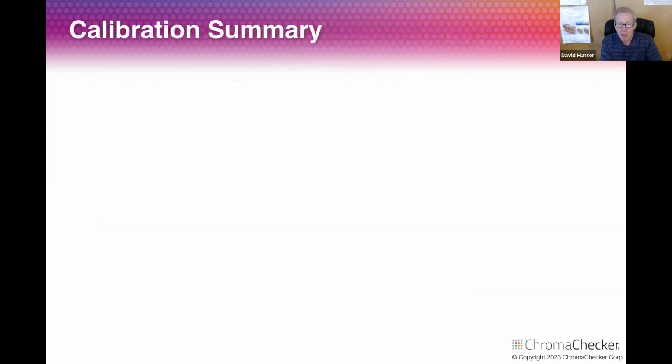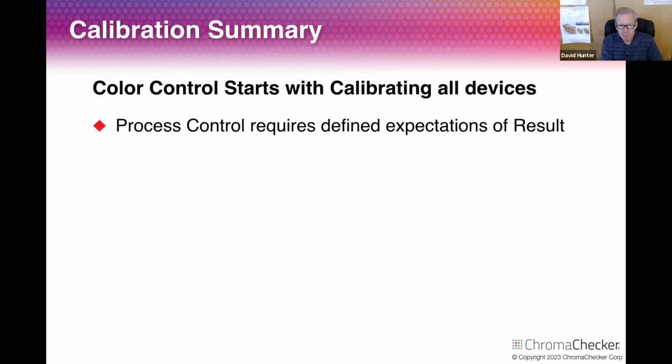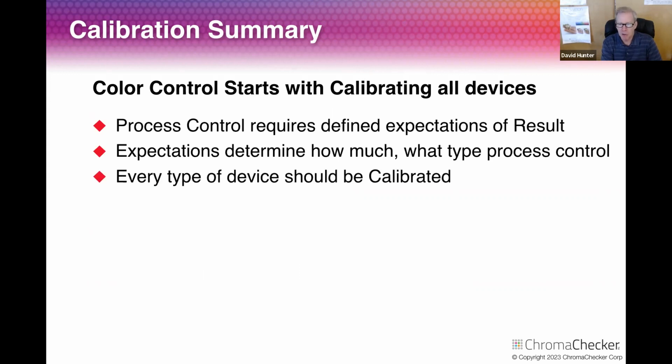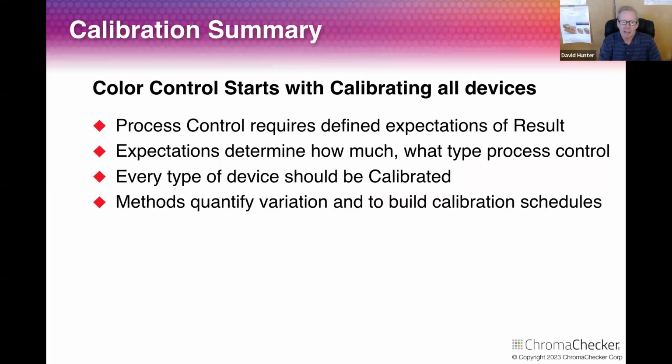So in summary, color control starts with calibrating all your devices, your instruments, your monitors, your printers, everything. And expectations determine how much and what type of process control you need. Every type of device should be calibrated. And there's different methods to quantify variation to help build calibration schedules. And we're going to leave you with a methodology to do this. You'll see it in the next slide.